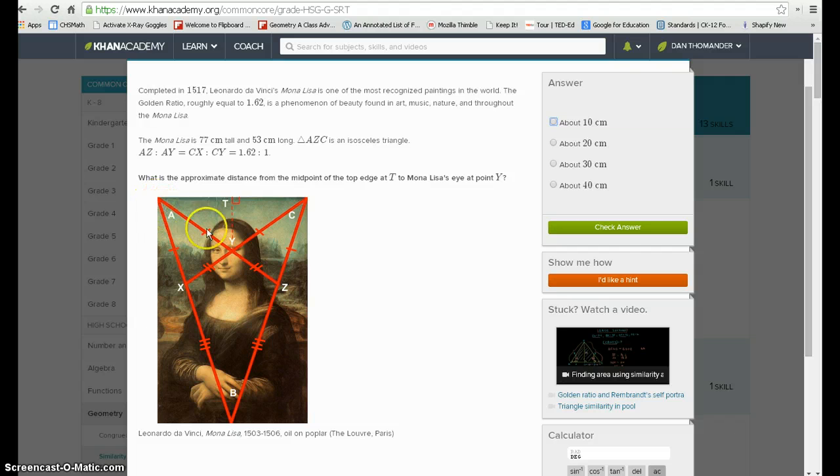So basically, we knew this side was equivalent to that side. And the ratio of this side to that side is that this is equal to 1 and this is equal to 1.62. We consider this to be equal to 1.62 and this to be equal to 1.